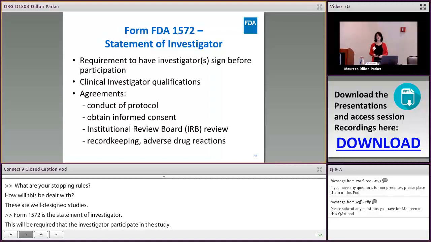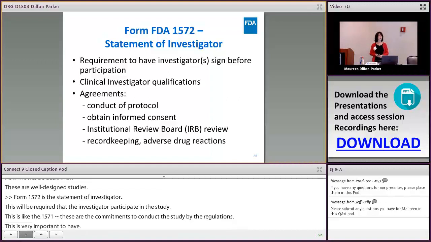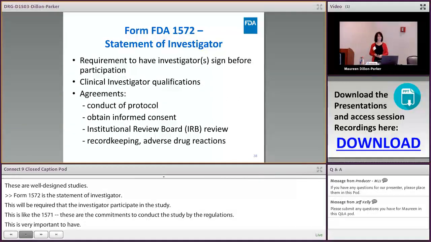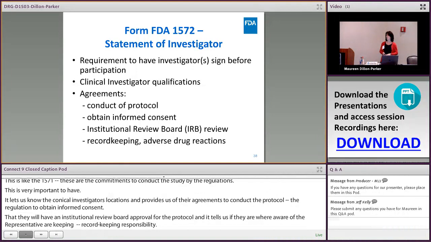It lets us know the clinical investigators' qualifications, and by their signing these forms, it provides us their agreement to conduct the protocol by regulation, to obtain the informed consent, and that they are going to have an institutional review board and approval for their protocol. It also tells us that they're aware of what the record-keeping responsibilities are and how they're going to handle any adverse drug events, so that they are aware of what the reporting requirements are going to be for that, which is all very, very important when we're doing these clinical studies.